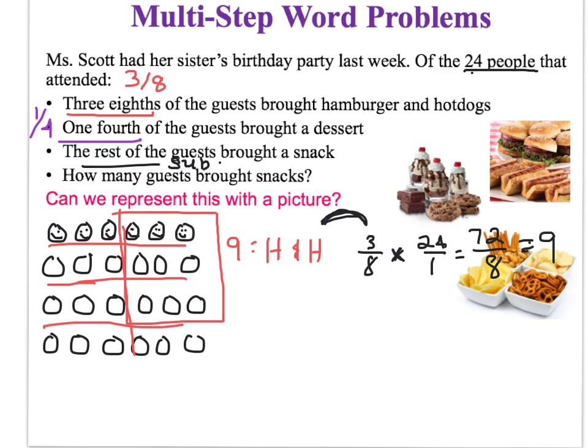All right, so now I have 1/4 of the guests brought dessert. That means I'm breaking my total amount of people into groups of 4.